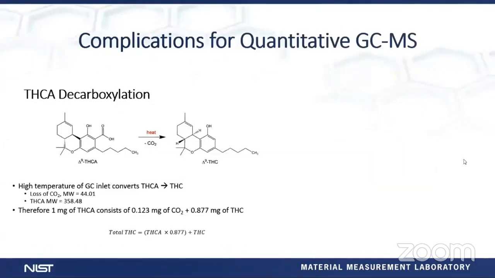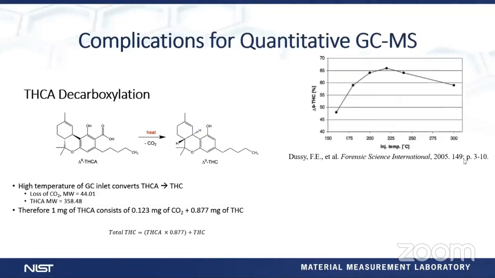So the primary issue with GC for quantitative analysis deals with the decarboxylation of THCA into THC. When you inject a sample in the inlet, any of the acidic form is going to be converted to Delta 9 THC. However, it's not 100% conversion. The papers report, here's an example from Dussy, 2005, where it ranges from above 45% to a little above 65% for the conversion rate. So it's not 100%. So at some point in the process, you are losing some of your THCA and it's not being converted over to Delta 9 THC.